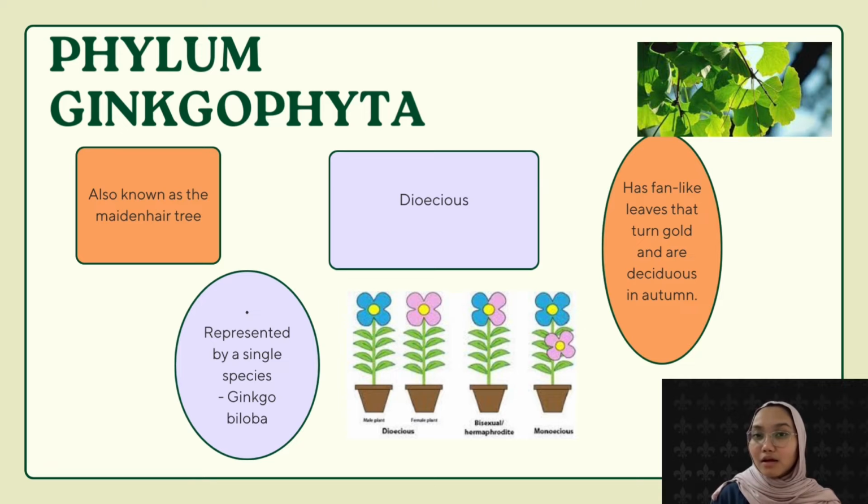Secondly, it has fan-like leaves that turn yellow and are deciduous during autumn, which means they will fall off during autumn. Lastly, it is only represented by a single species, which is Ginkgo biloba.